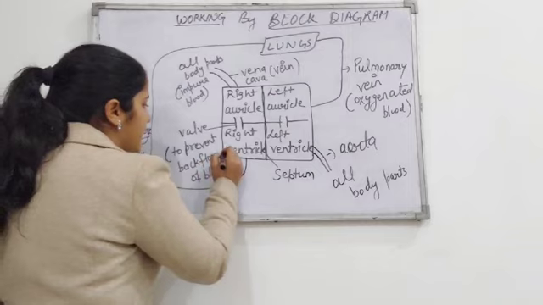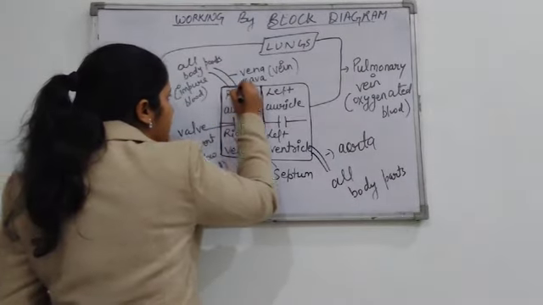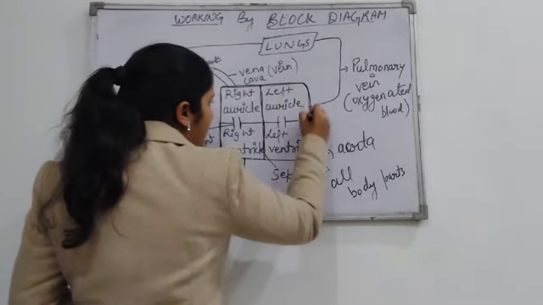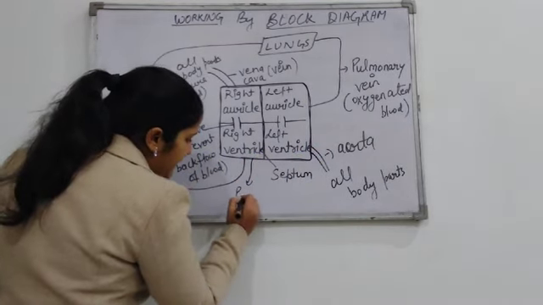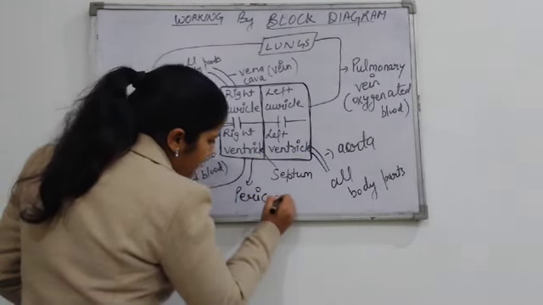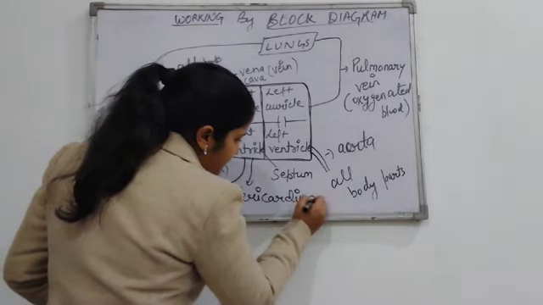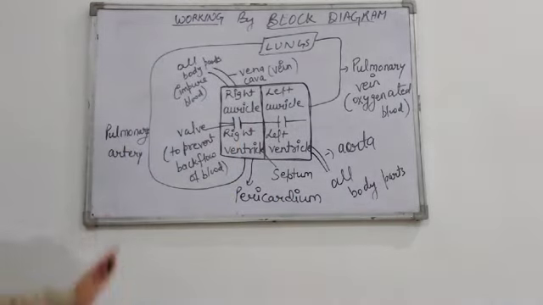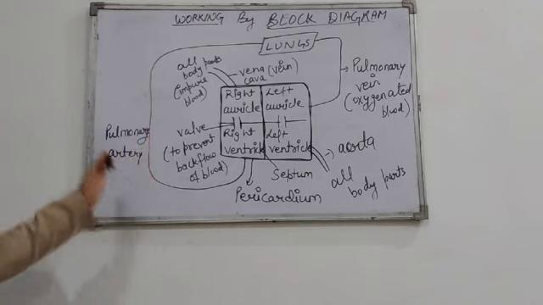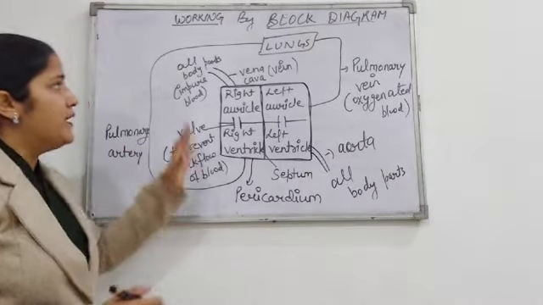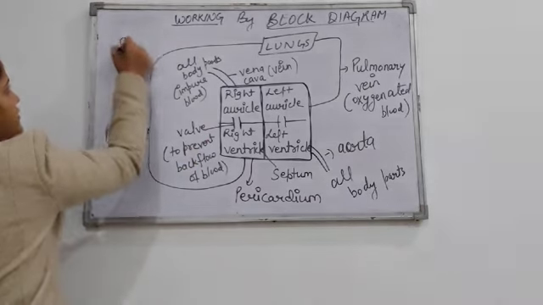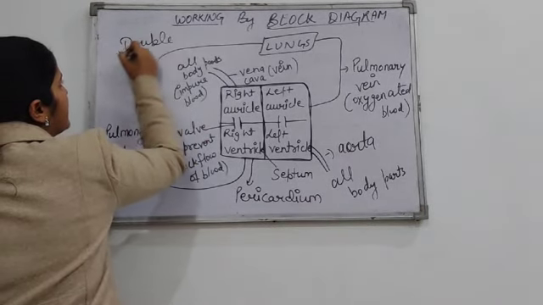And the outer covering of the human heart is surrounded by a very thin membrane which is called pericardium. Pericardium. So this is about the complete working of the human heart with the help of a block diagram. Now this circulation is known as double circulation.